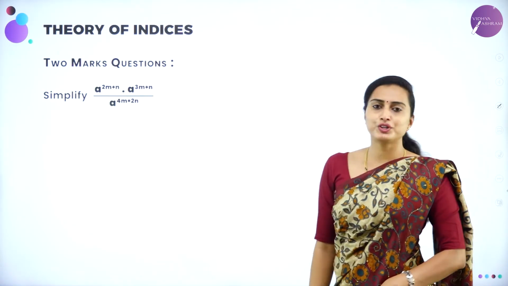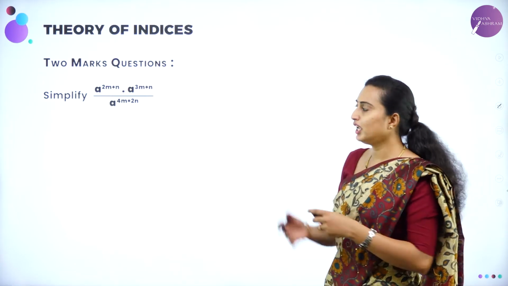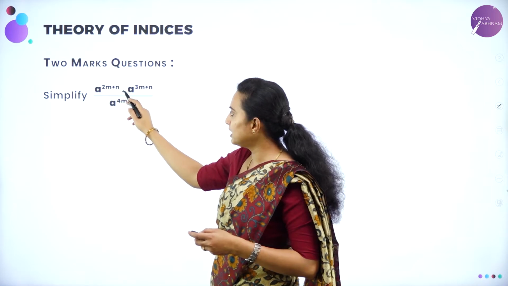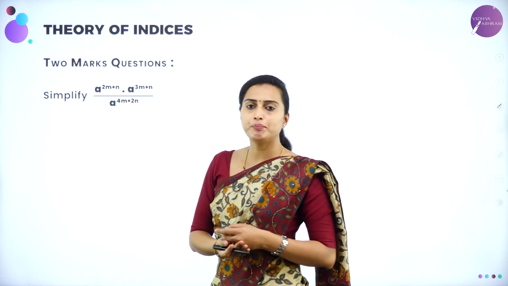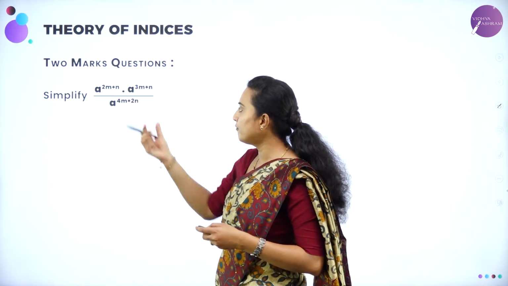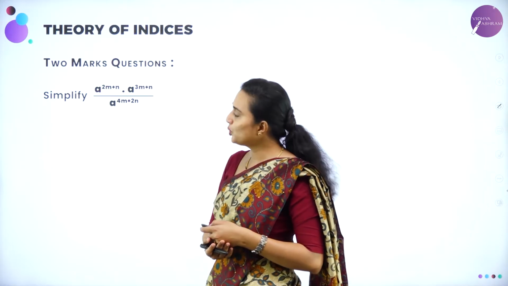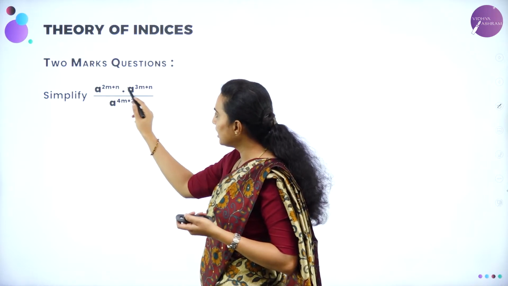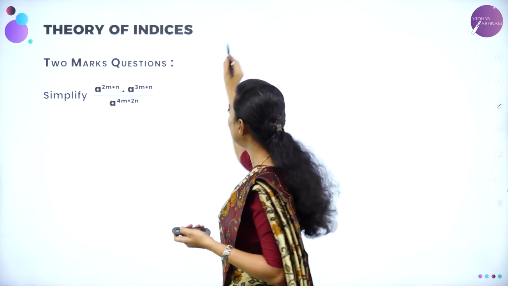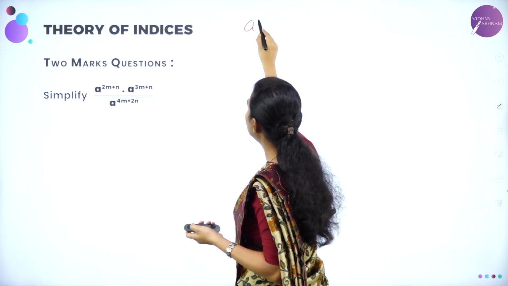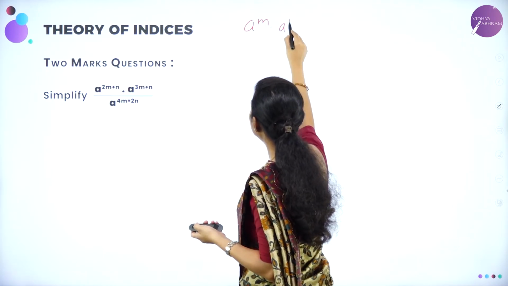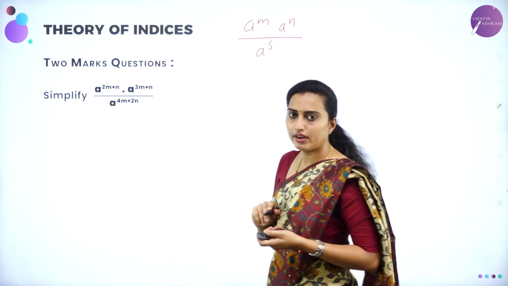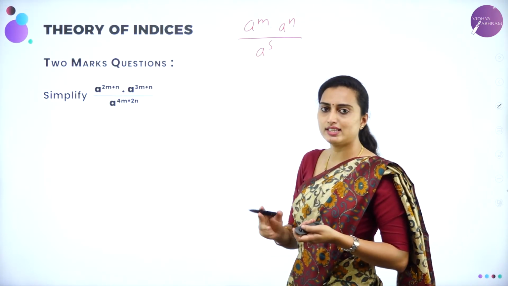Okay, so we'll be moving on to the next problem, which is a 2 marker. So you have here a power 2m plus n dot a power 3m plus n divided by a power 4m plus 1 plus 2n. You need to simplify this one. See, bases are same, I can add the powers. This will look like a power m, a power n divided by a power s, whatever it is. Because mn I have taken here.